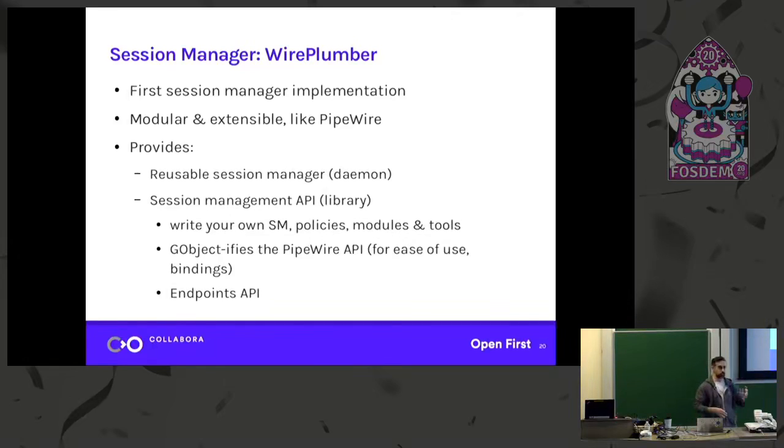It's written using GObject. It provides a GObjectified API on top of PipeWire for ease of use and for enabling bindings in other languages. That would be super useful. And it also provides an API, which is called the Endpoints API. I'm going to explain that, which is very useful for implementing policies.